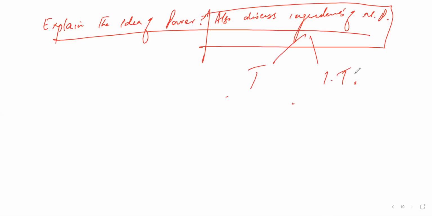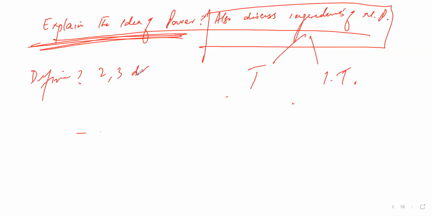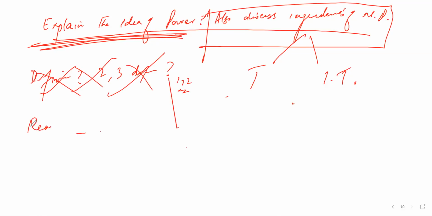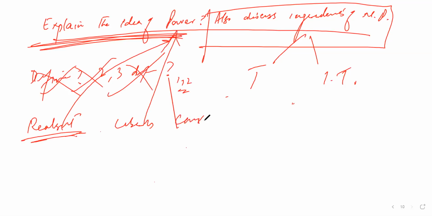Okay, no issue. But when it comes to explaining the idea of power, are you going to write just two or three definitions? No, this is not an approach. You would start, of course, by giving one or two definitions, but you would come up with the idea of how realists view the idea of power, how liberals view the idea of power. What is the idea of power in constructivist debates?